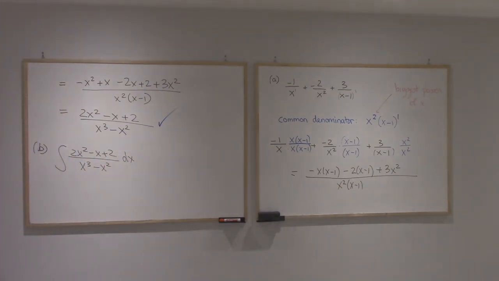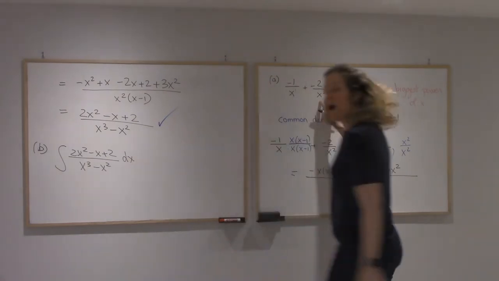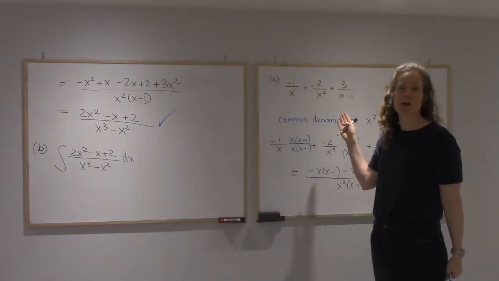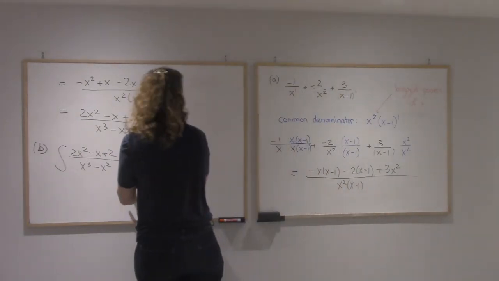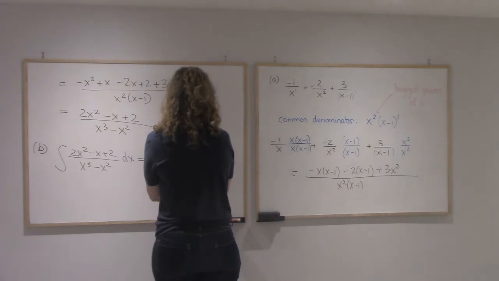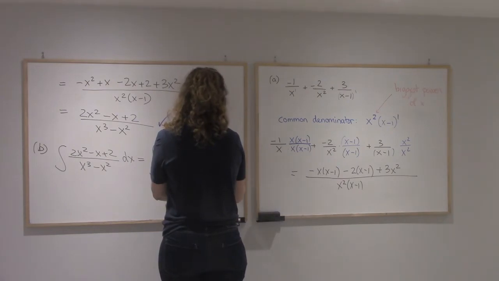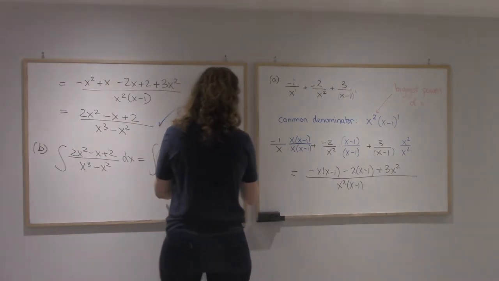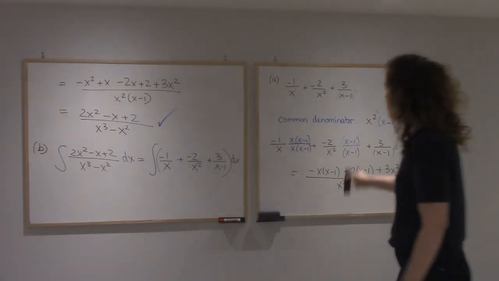So in part B, we're asked to integrate this. Well, I have a choice. I can integrate this complicated one, or I can integrate this sum of three simple ones. I'm going to choose this one. So instead of evaluating this, I'll evaluate this integral right here.